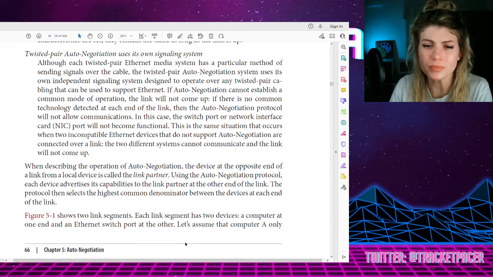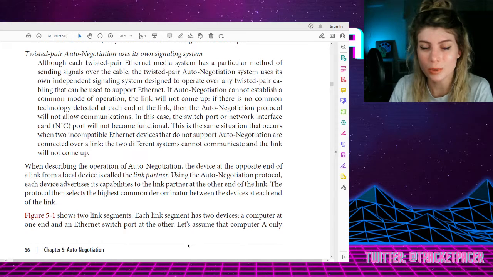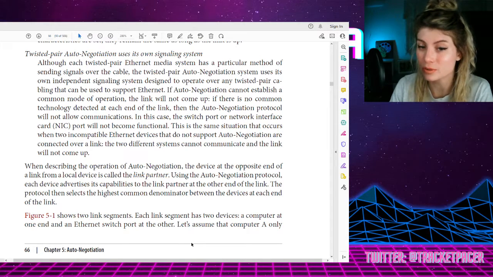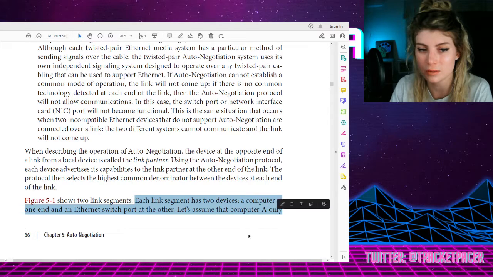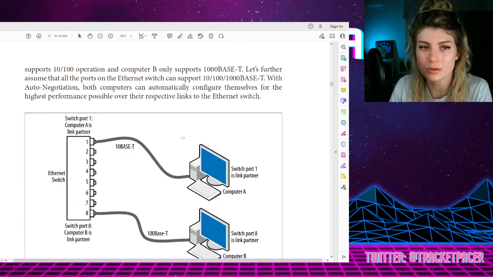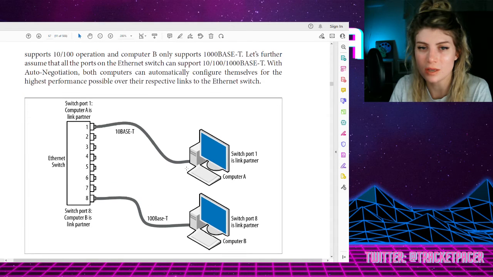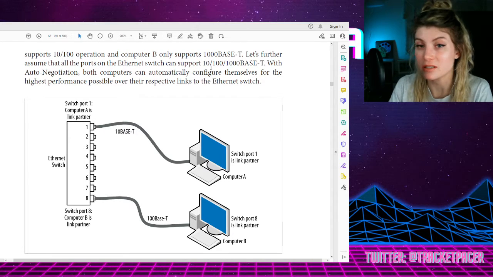Using the auto negotiation protocol, each device advertises its capabilities to the link partner at the other end of the link. The protocol then selects the highest common denominator between the devices at each end of the link. Each link segment has 2 devices, a computer and Ethernet switch port. Let's assume that computer A only supports 10/100 operation and computer B only supports 1,000 base T. Let's further assume that all the ports on the Ethernet switch can support 10, 100, and 1,000 base T.